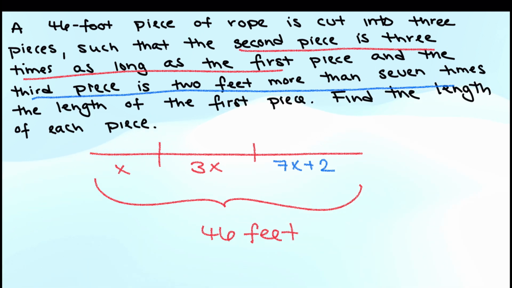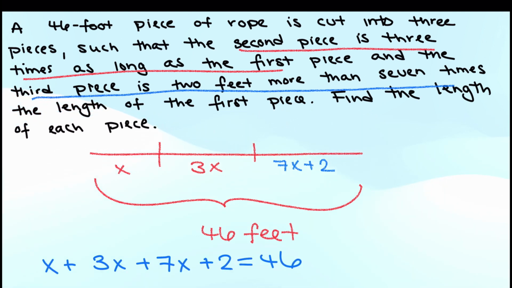Now that I have my picture labeled, the next step is to get an equation. And I know that the total length of the rope is 46 feet. So if I take these 3 pieces and add them together, x plus 3x plus 7x plus 2, it has to equal 46. And there's my equation.